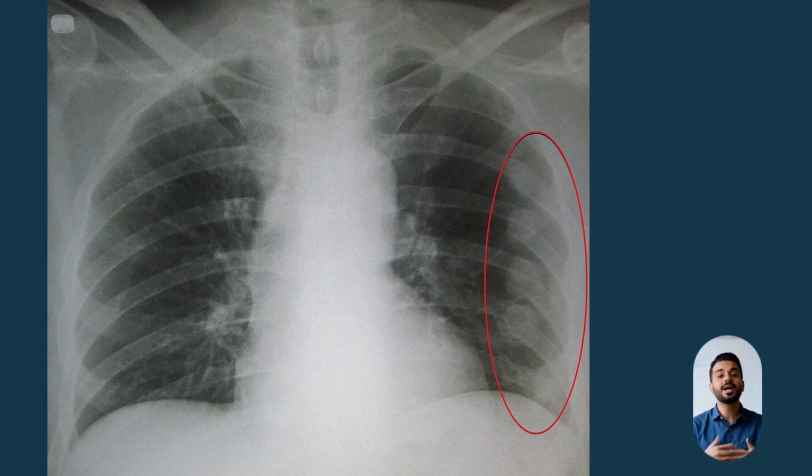Look at this chest X-ray. If you look only at the lungs, they appear normal. But we do not start with the lungs, we start with the bones. Look at the ribs on the left side. Do you see the breaks? The white line of the rib is interrupted. We call this a cortical break.